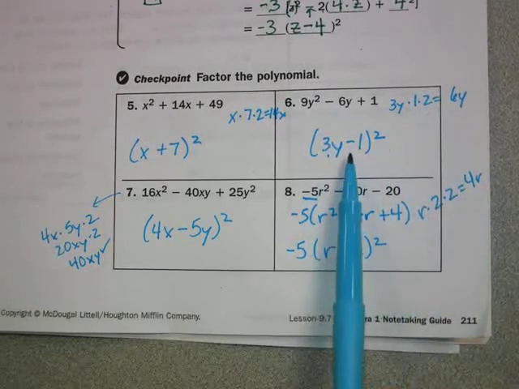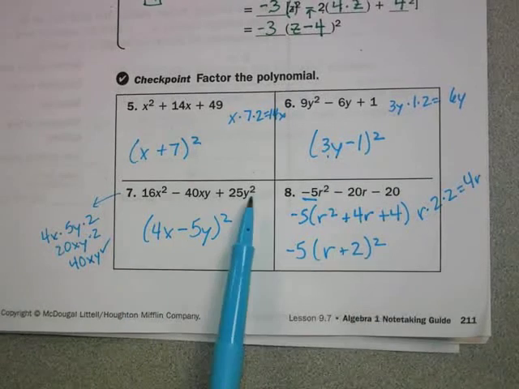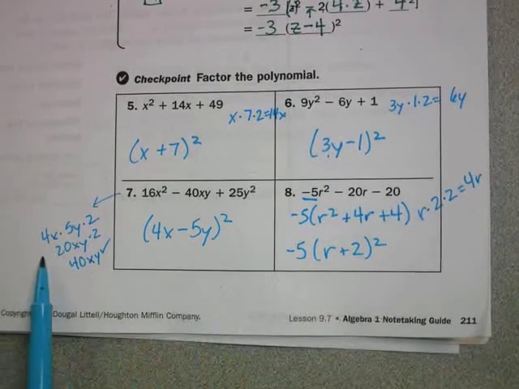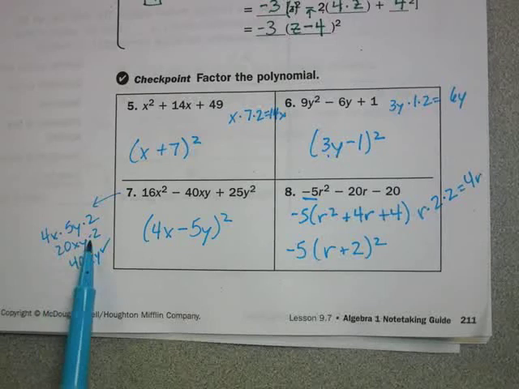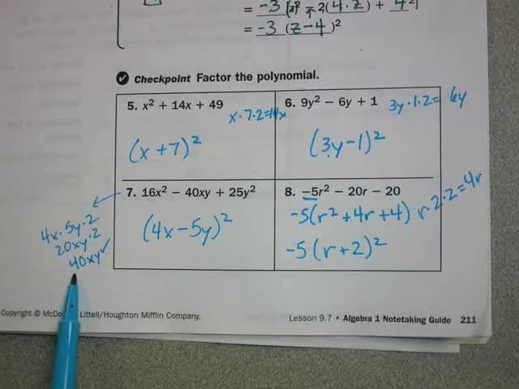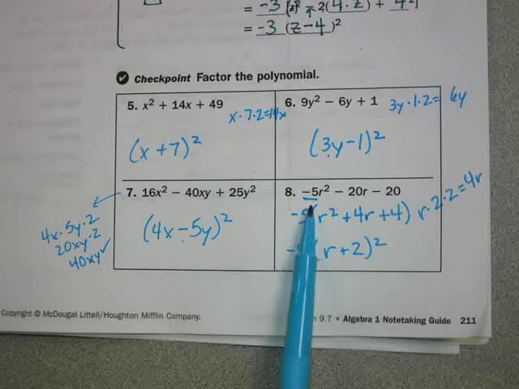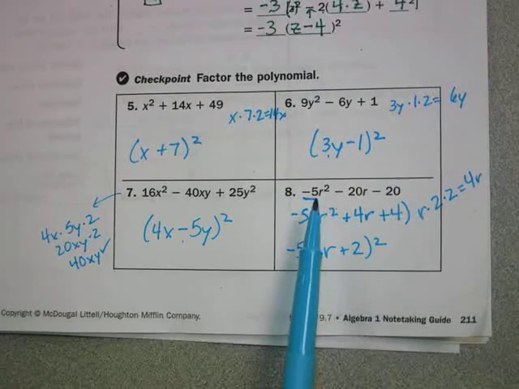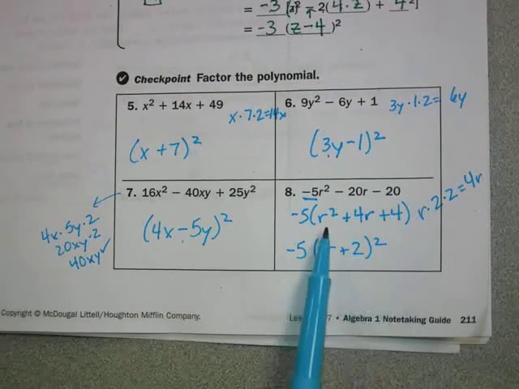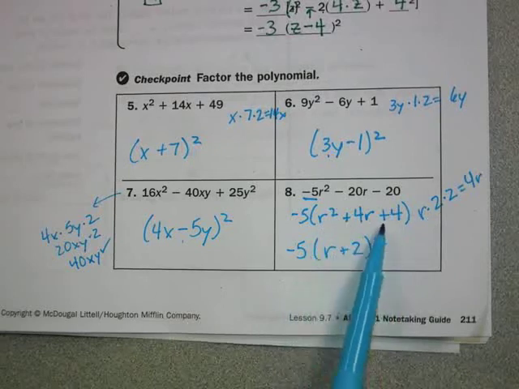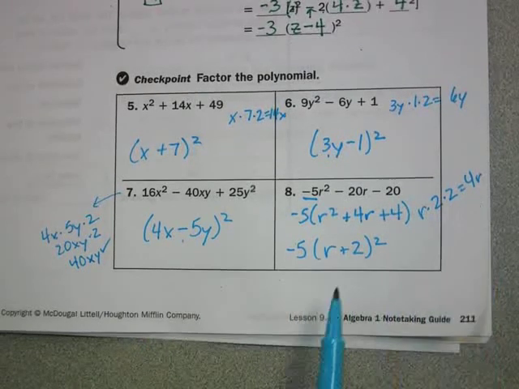Okay, the next one, 4x, 5y, and I do my check here. 4x times 5y times 2. 20xy times 2 is 40xy. The minus sign goes in between. This one I can tell right away it's not going to work, but I can factor out a negative 5. When I do, all the signs become positive, and I'm left with r squared plus 4r plus 4. And then I say a times b times 2. Yes, it's 4r. The plus sign goes in between.